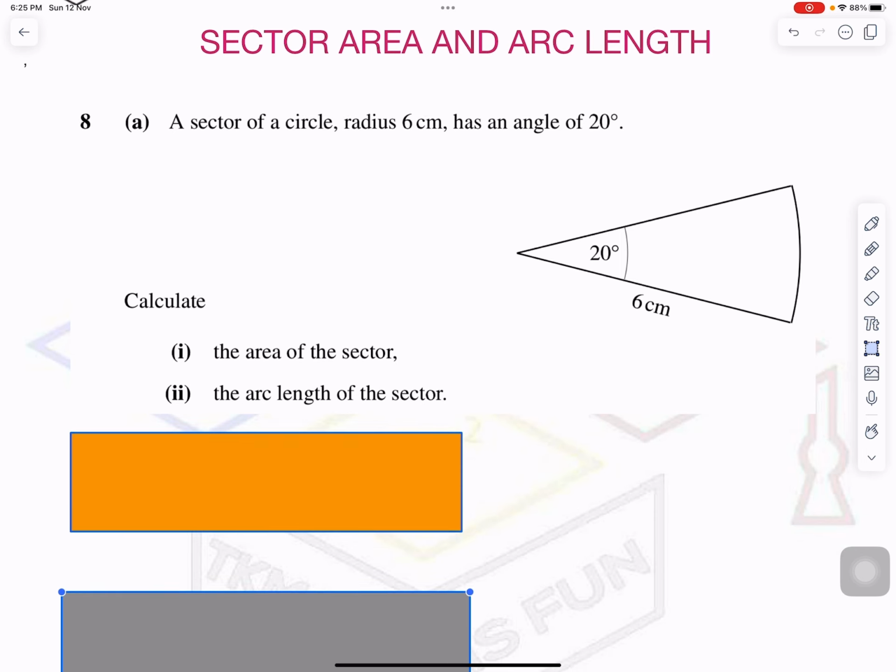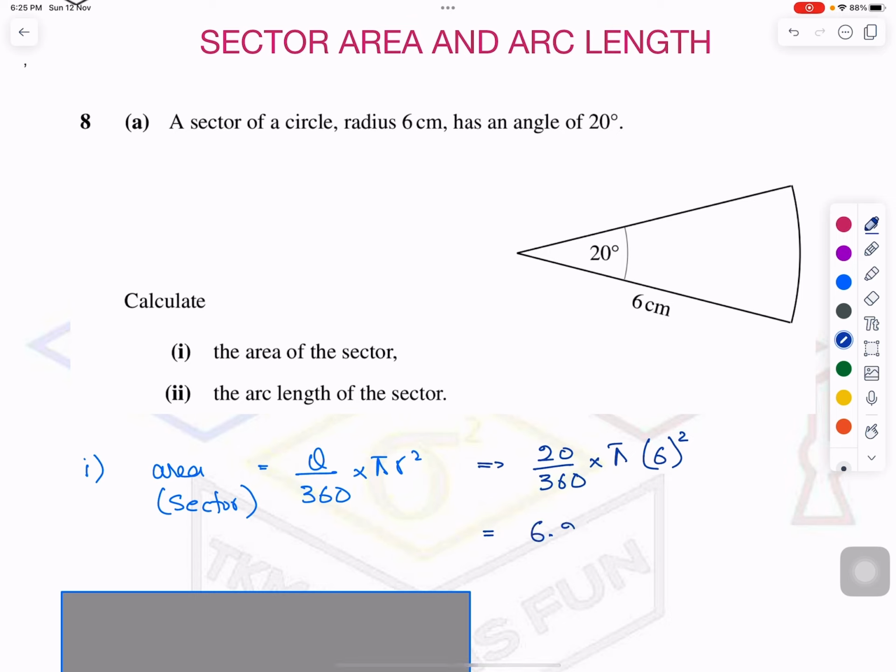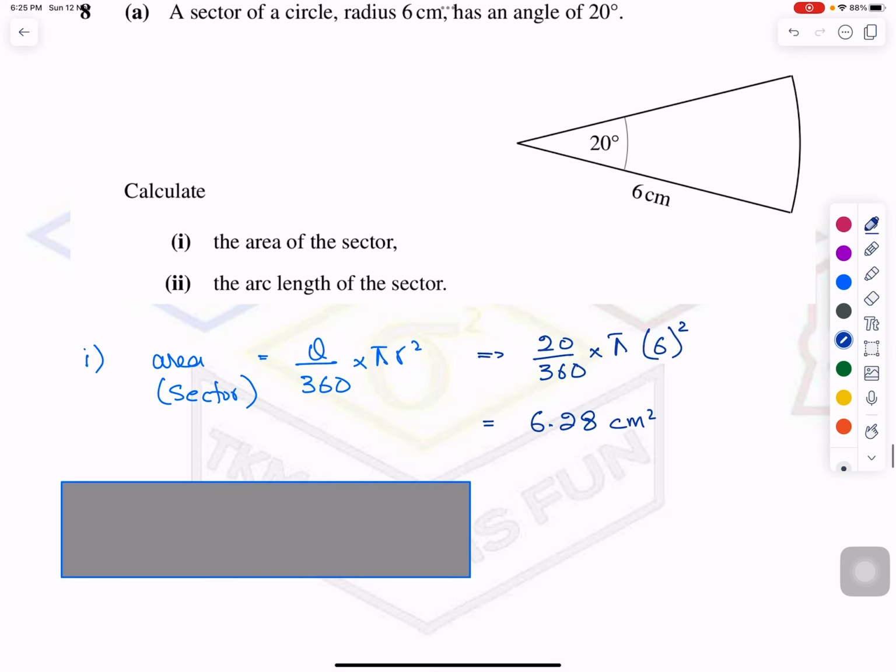So you need to recall the formula here. Here is the formula for the area of a sector: theta divided by 360 into pi r square. You just need to plug in the values. Your theta is 20 divided by 360 into pi, and your radius is 6. Substitute the values in the calculator and you will get 6.28 square centimeter.